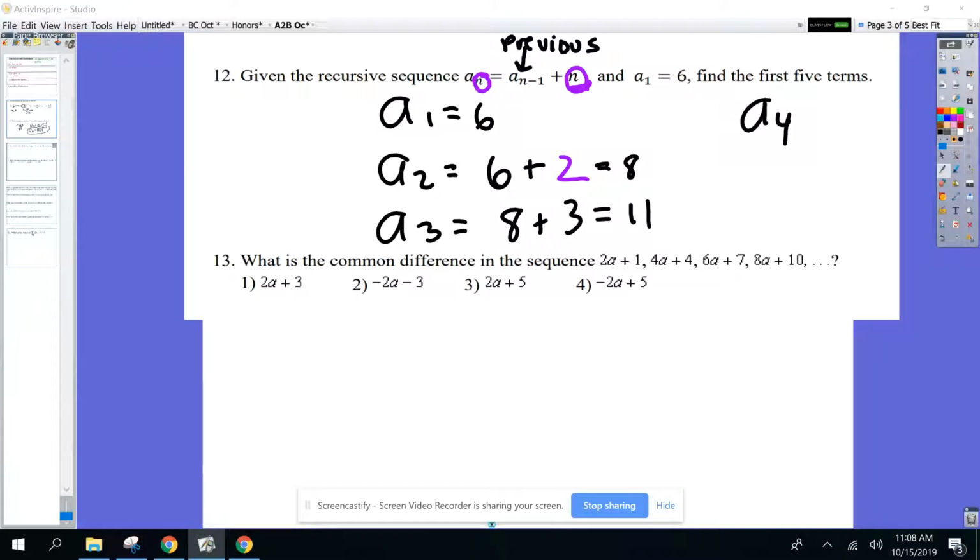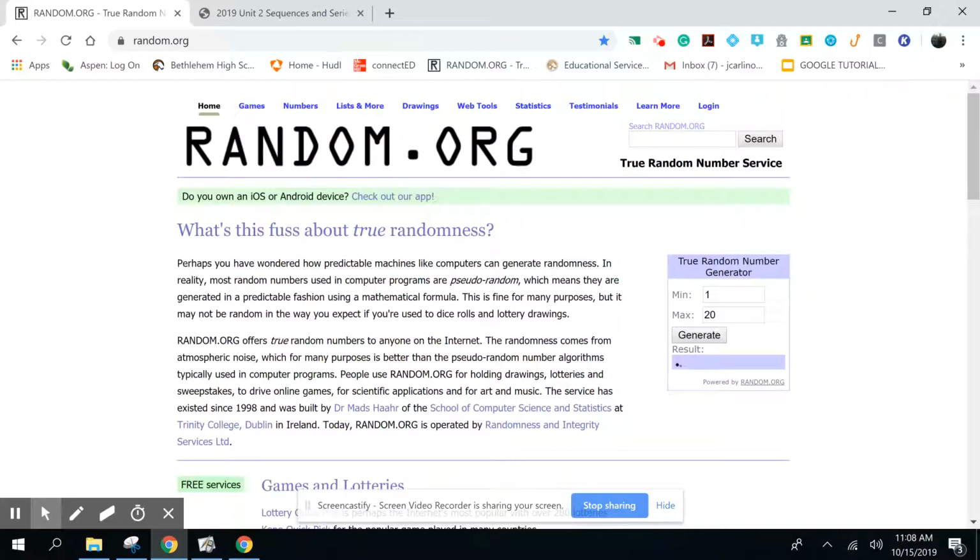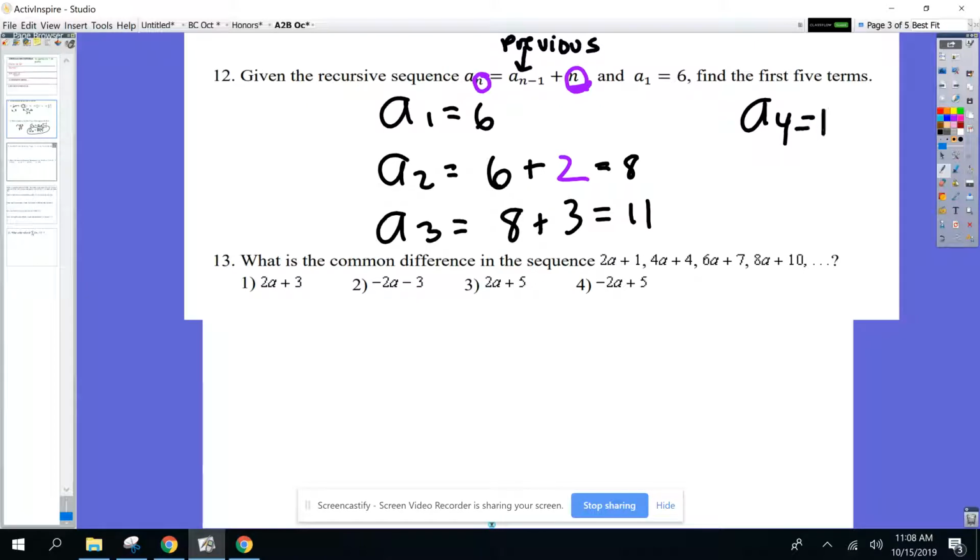Fourth term. You get 11. Yep, previous is 11. Now what's my new n that matches? 4. And you get 15.